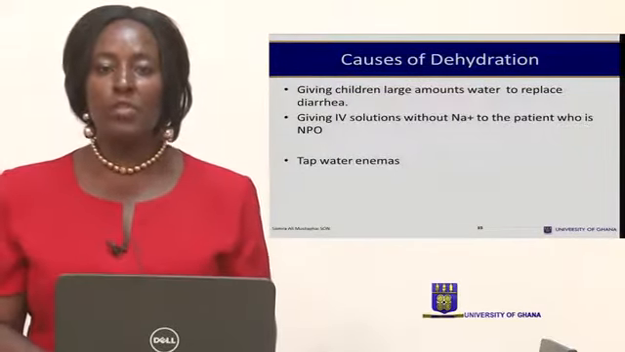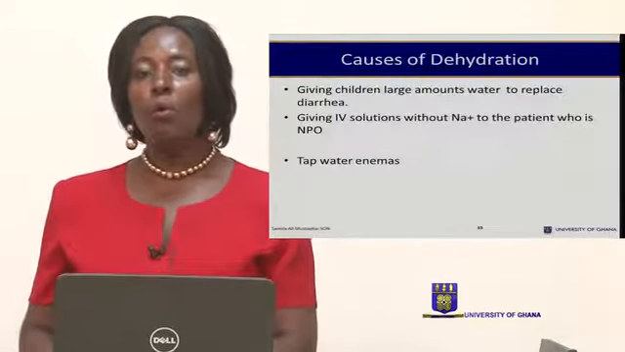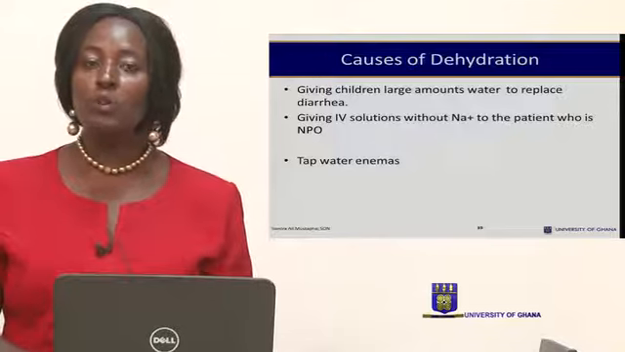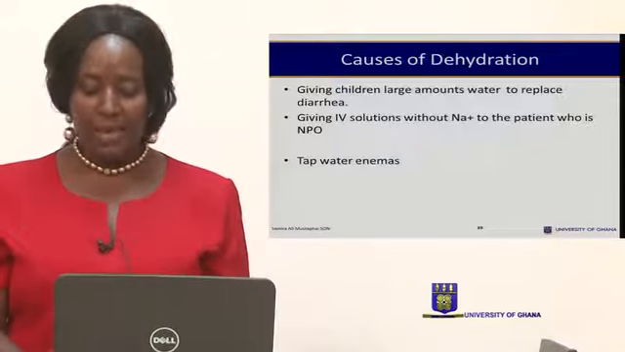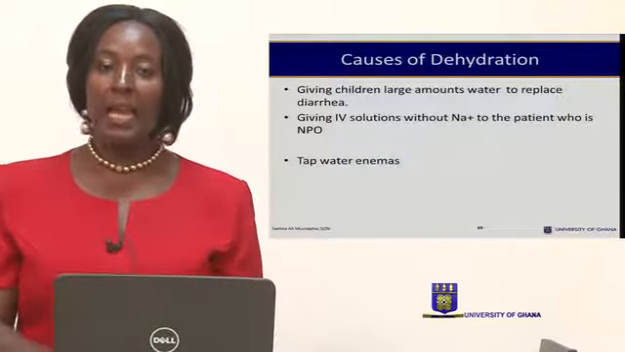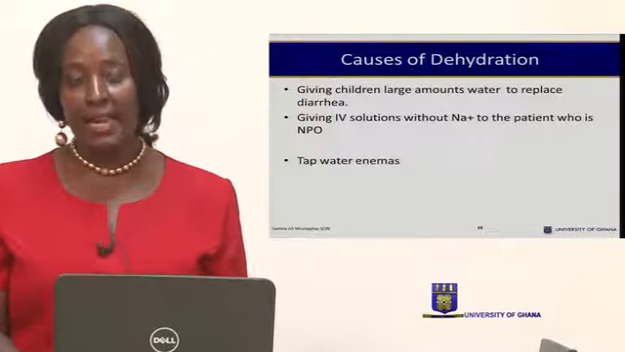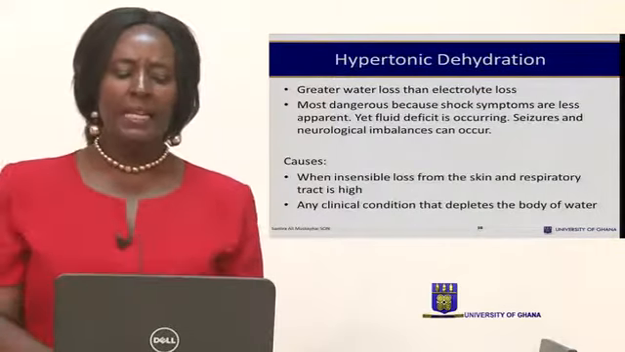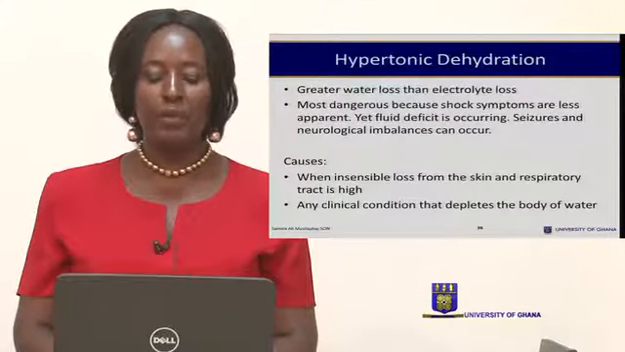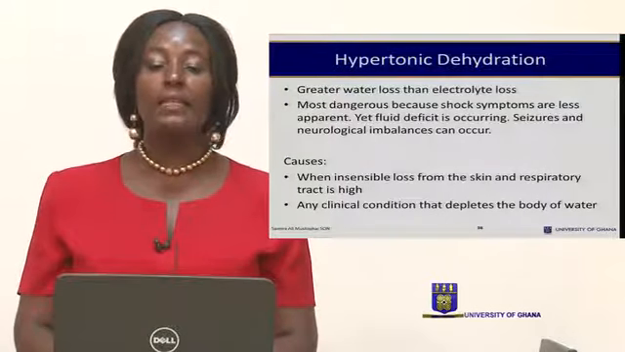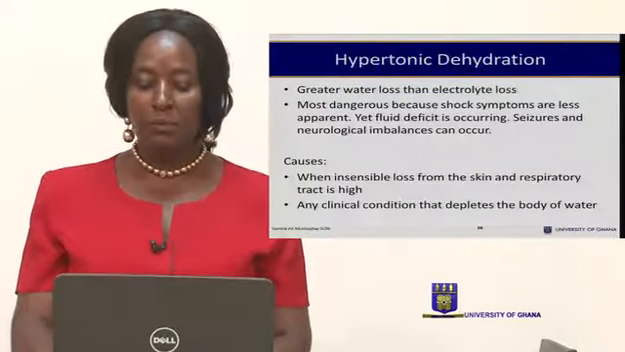And giving IV solutions without sodium to patients who are nil per os will also predispose them to dehydration. Also, enemas that are tap water will predispose. Today, a more appropriate enema to give will be a saline enema. And then hypertonic dehydration: there is a greater water loss and electrolytes. This is also due to insensible loss from the skin through respiration and sweating, and clinical conditions that deplete the body water.